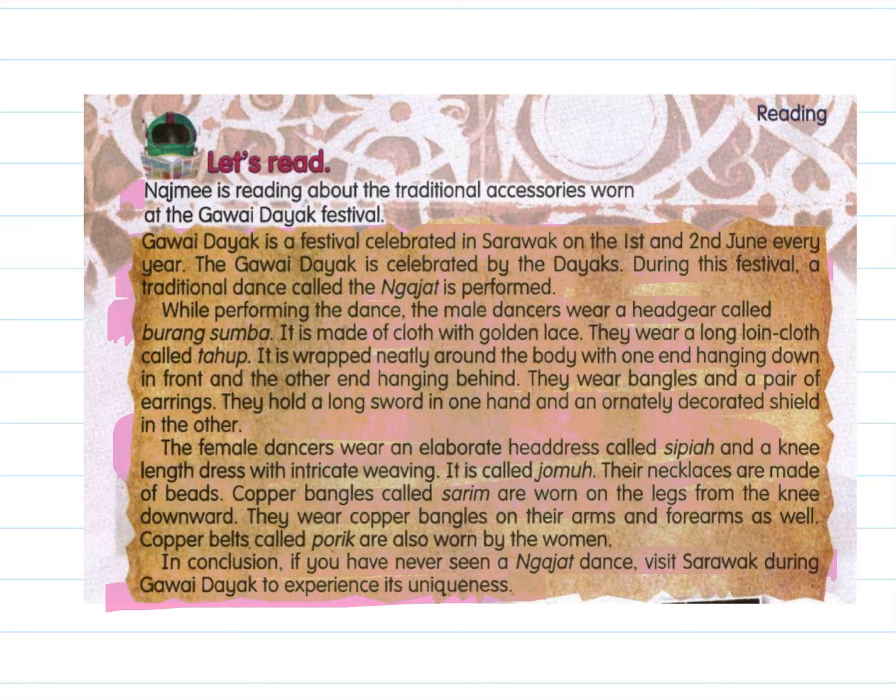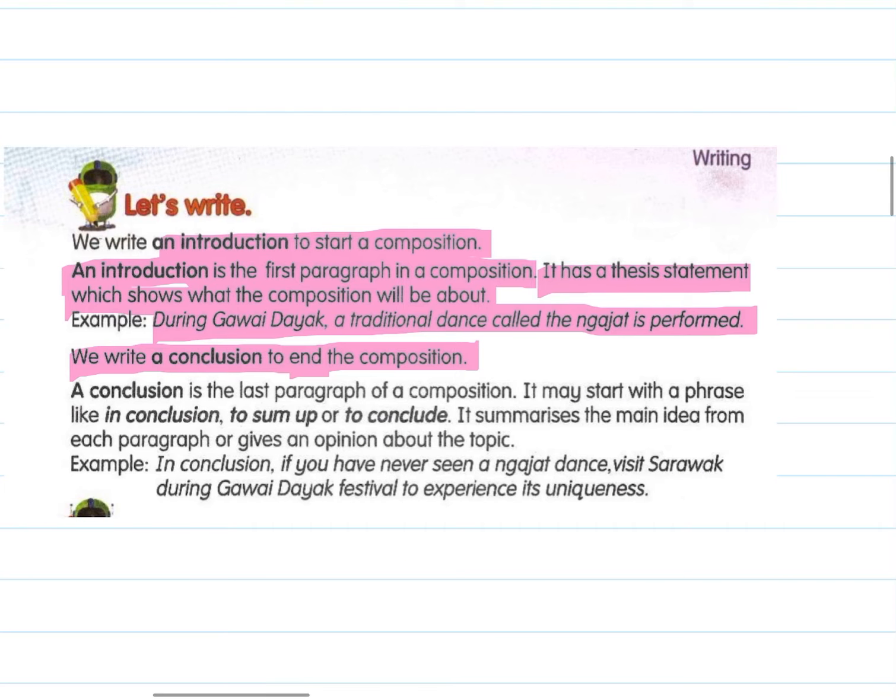Right, so let's continue reading. A conclusion is the last paragraph of a composition. It must be at the last paragraph. You cannot put it in the middle, and of course you cannot put it on top. It may start with a phrase like "in conclusion." You can start with this phrase. In conclusion, to sum up, or to conclude.